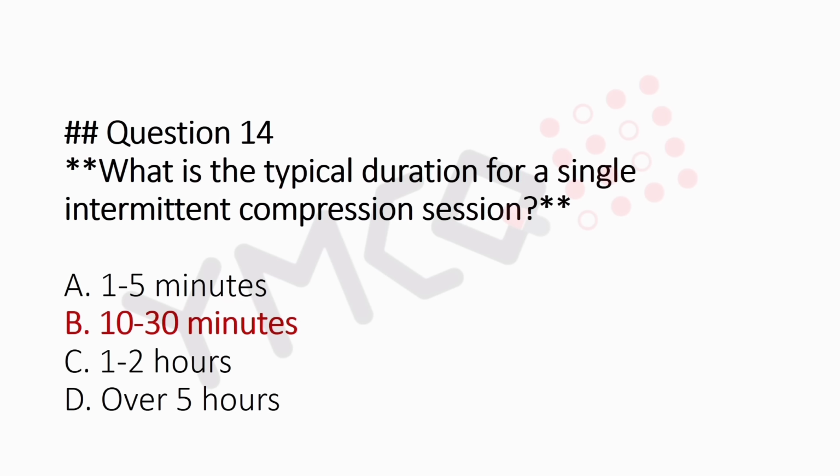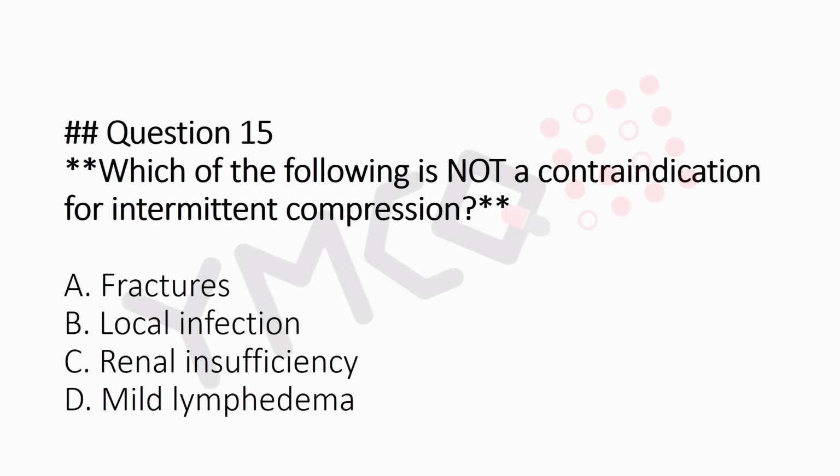Now let's move to question number 15. Which of the following is not a contraindication for intermittent compression? Option A, fracture. Option B, local infection. Option C, renal insufficiency. Option D, mild lymphedema. And the answer is option D, mild lymphedema.